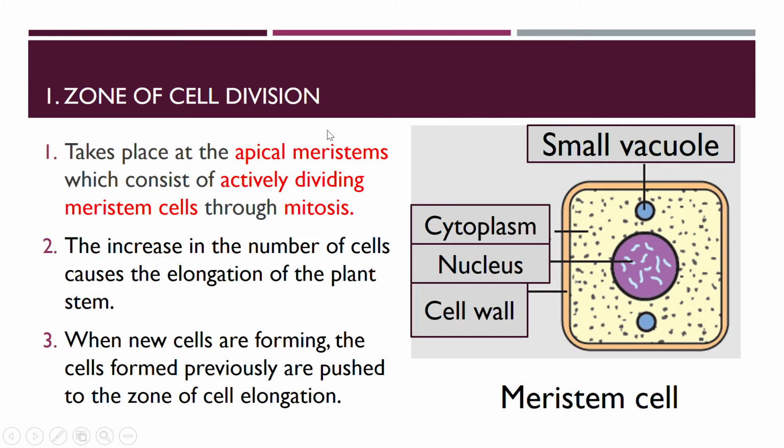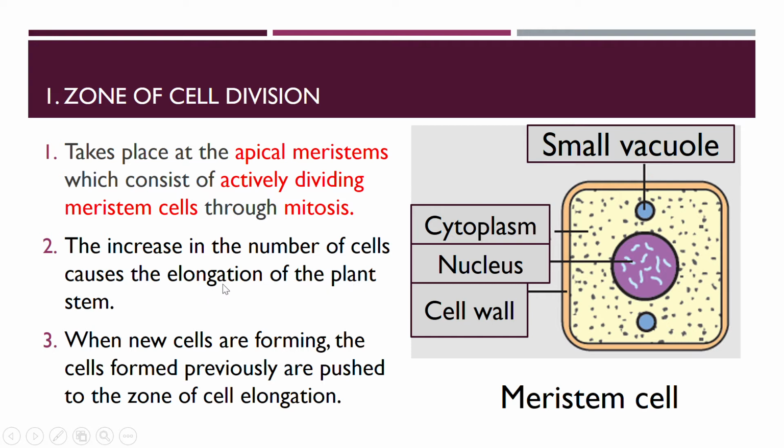Okay, so let's go into the first one, zone of cell division dulu. So apa yang berlaku? It takes place at the apical meristems, which consists of actively dividing meristem cells, and that is called mitosis. Okay, still remember the significance of mitosis? Mitosis berfungsi dalam pertumbuhan. So the increase in the number of cells. Jadi dia akan menyebabkan tumbuhan itu memanjang, batang itu lagi panjang.